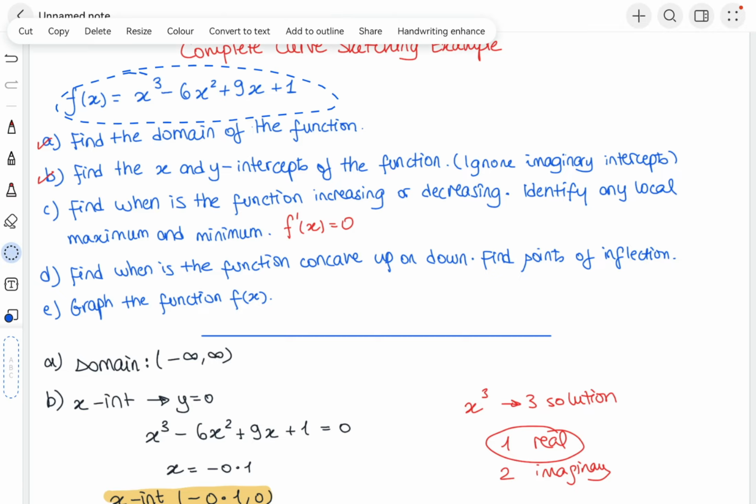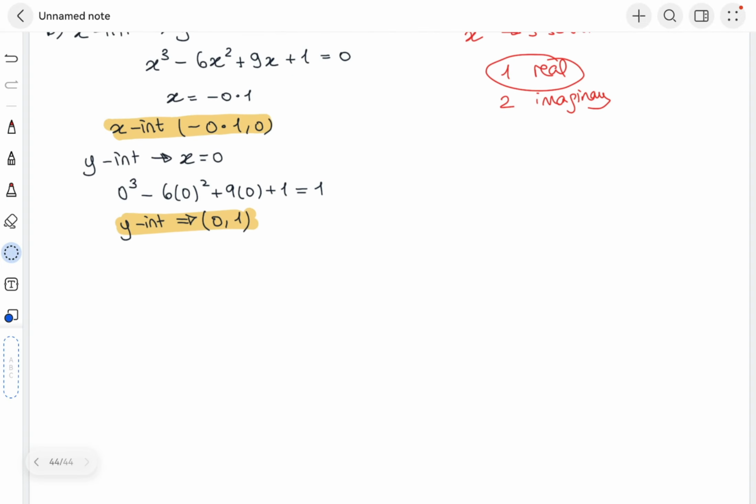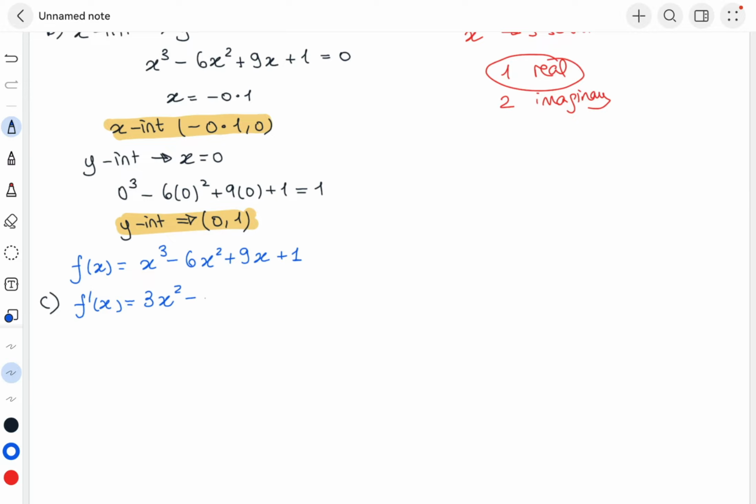So this is our function here, and we'll need to find when our function is increasing or decreasing. To do that, solve for f prime of x. F prime of x will be 3x squared minus 12x plus 9. How did we do that? By using the power rule, which is the derivative of x to the power of n is nx to the n minus 1.